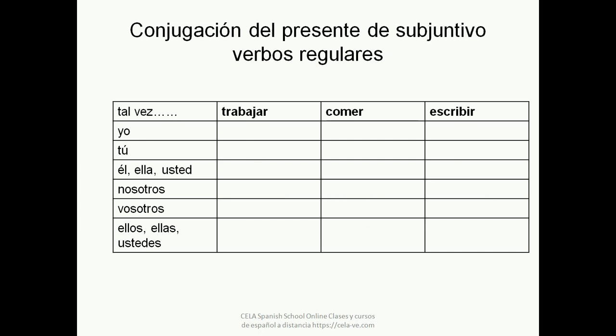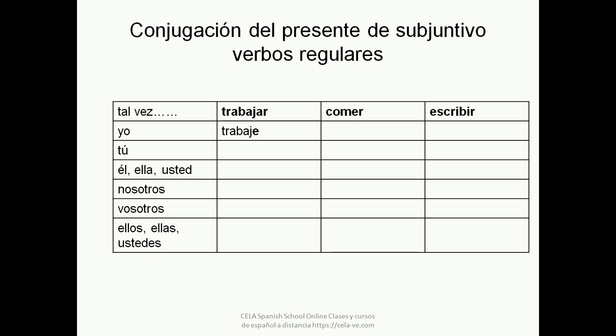I have written the expression tal vez in the table since, as we explained in the previous video, we do not use subjunctive in simple sentences with a subject, unless they start with ojalá, quizás, tal vez, probablemente, and posiblemente. Muy bien, let's go to the conjugation.